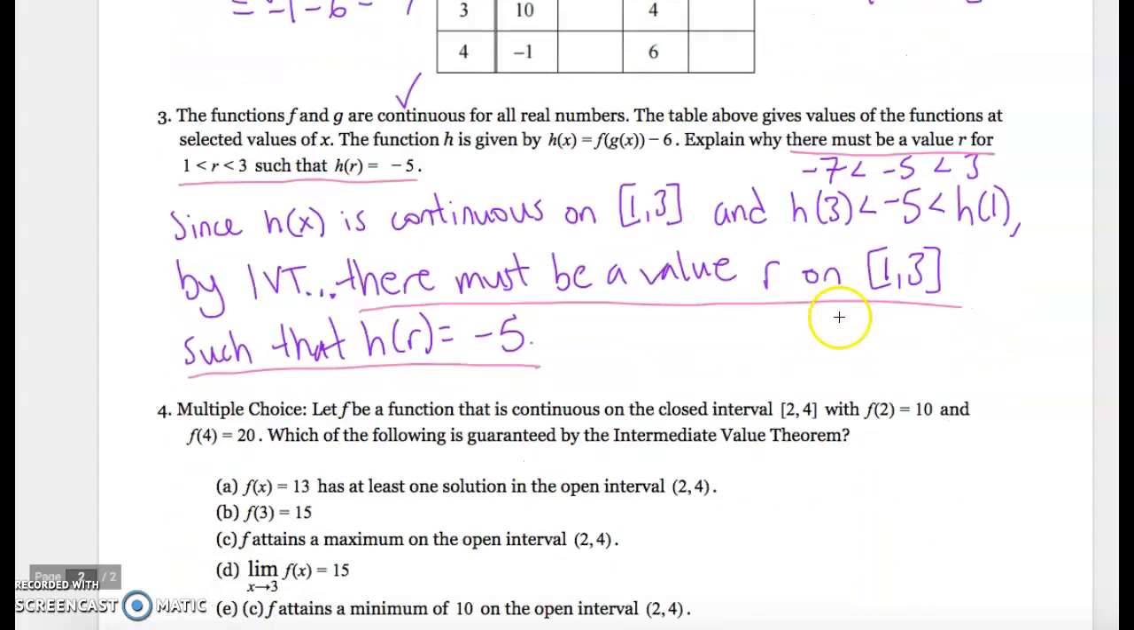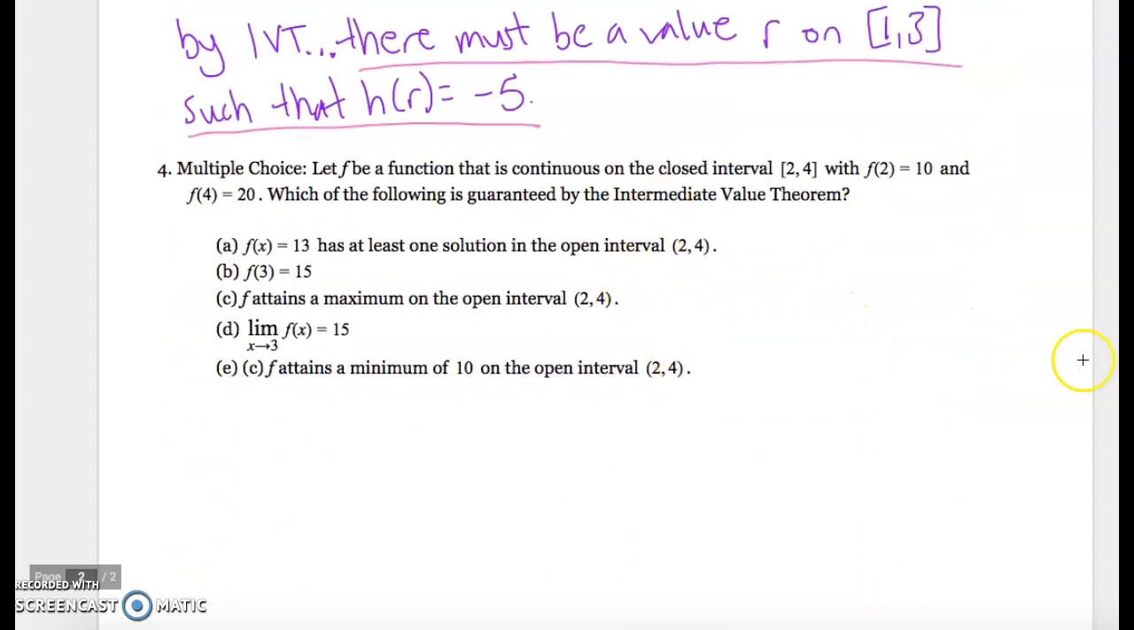So there you go. All right, here would be an example of a multiple choice question with intermediate value theorem. This will be our last example we look at. So let f be a function that is continuous on the closed interval 2 to 4 with f of 2 equal 10 and f of 4 equal 20. Which of the following is guaranteed by the intermediate value theorem?